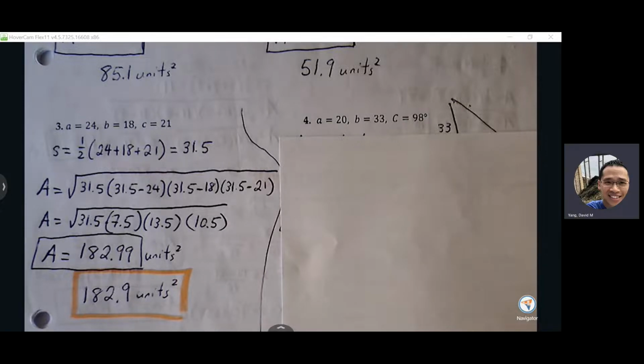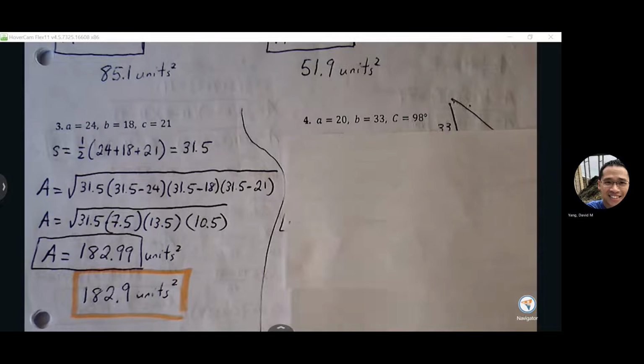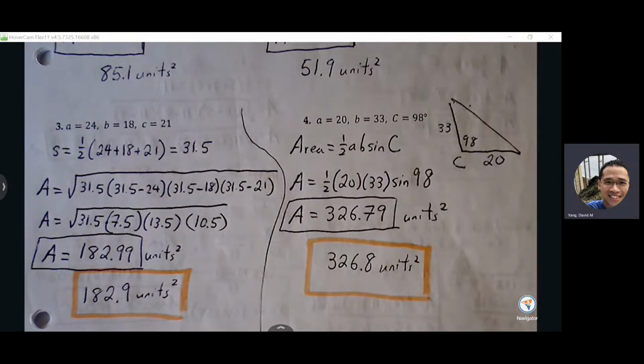Okay, about number 4, what type of triangle is number 4? Side angle side, right? So it's easier. Side angle side, you can just pick the formula, and then just apply it, right? AB sine C. Side angle side goes a little faster than side, side, side because we don't have to go through as many steps. Pretty easy.